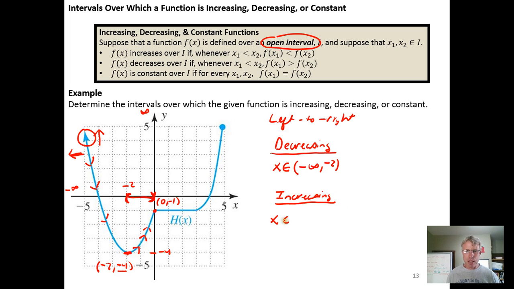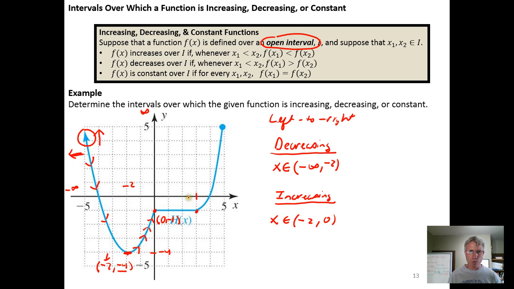So x is an element of, we're picking up where we left off here, increasing over the interval from -2 to 0. Again, these need to be the x coordinates. So the x coordinates over which the function is increasing run from -2 to 0. And then we see here from the point, this is 0, -1, all the way over to right here.